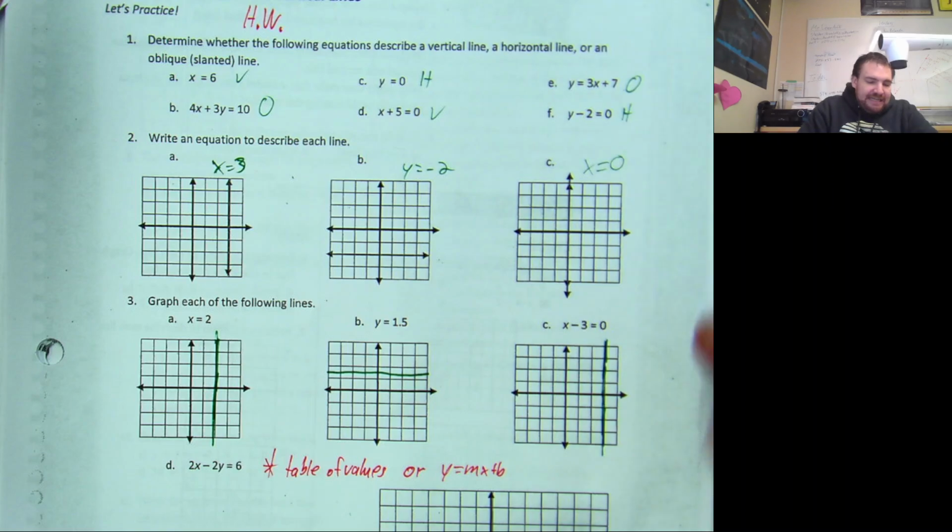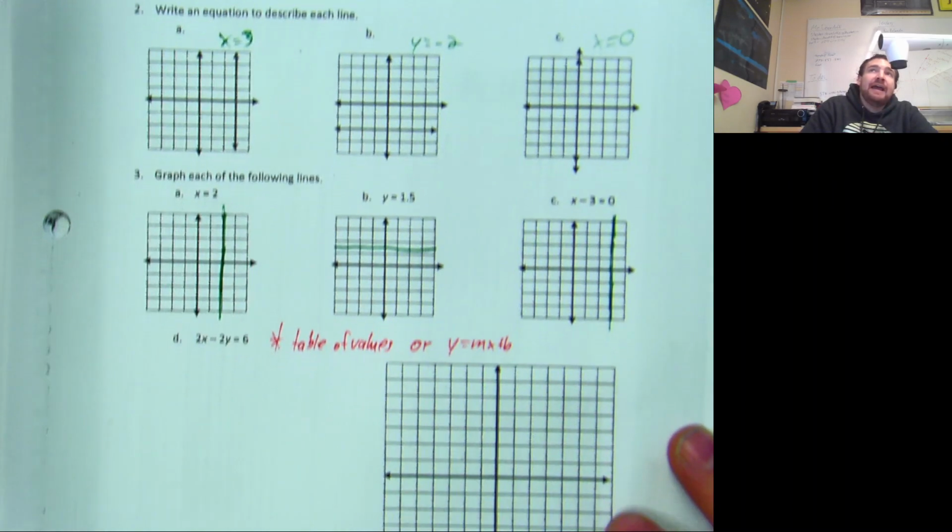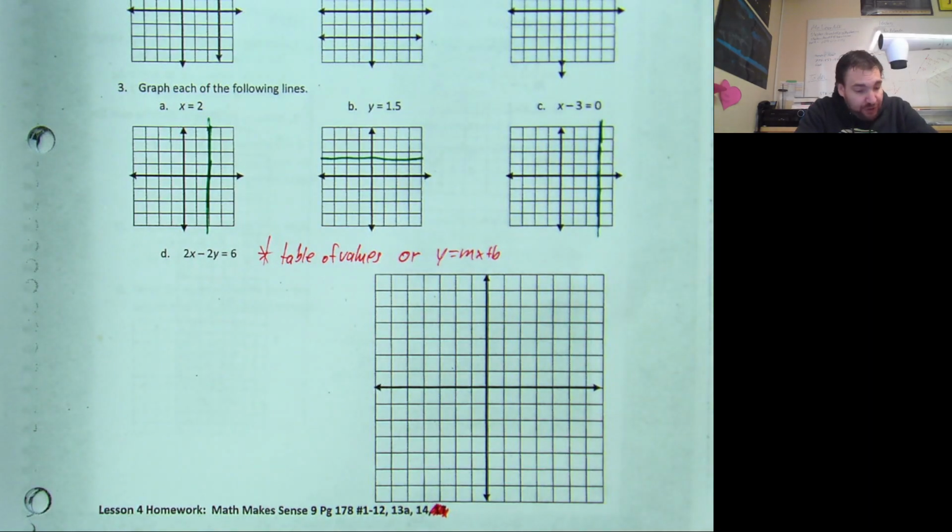So then D, graphing the following lines, I didn't specify which way, a table of values or Y equals mx plus b. Now, for my own curiosity, hands up if you did a table of values. Hands up if you did the Y equals mx plus b route. Hands up if you didn't do the question. Okay?